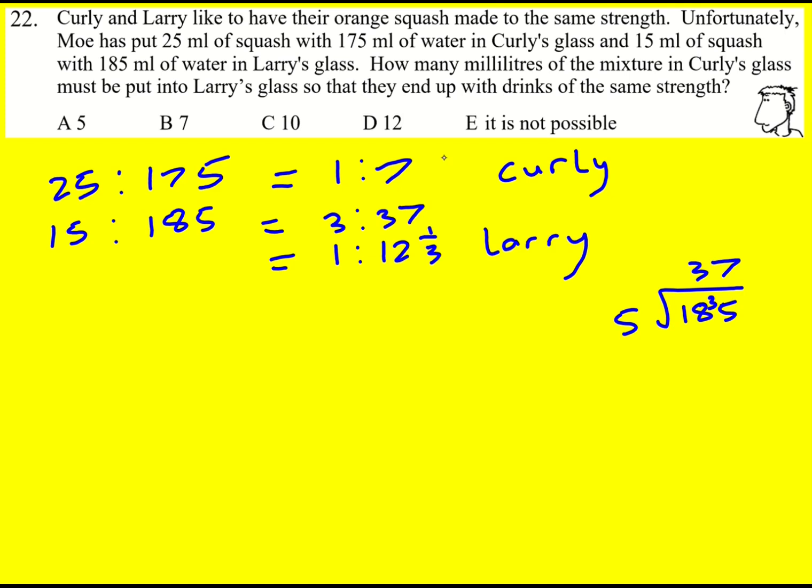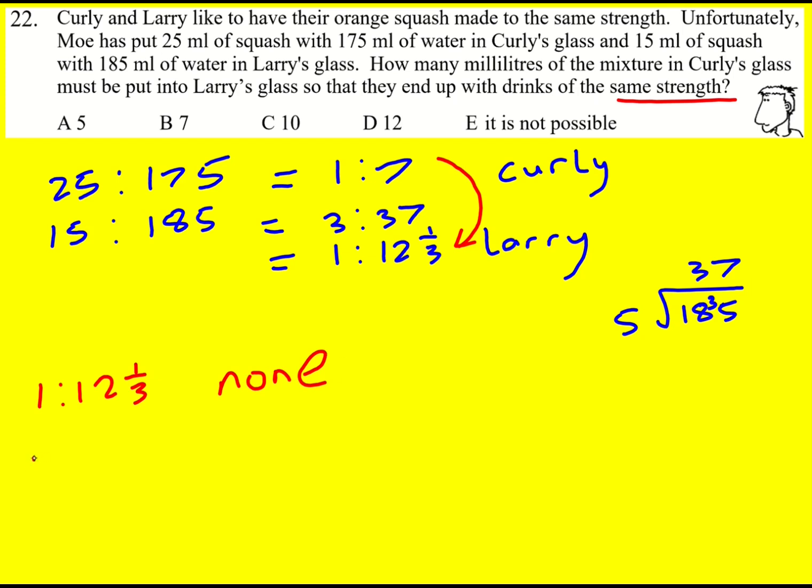Imagine now that we're pouring the mixture from Curly's glass into Larry's glass. Can we make it so they have the same strength? Well, if none is poured in, then we're left with 1 and 12 and a third. So obviously they're not the same there. As we pour more in, then the concentration of squash is going to become more because Curly's has more in his glass. So let's imagine we pour it all in. So this is if none has been poured in.